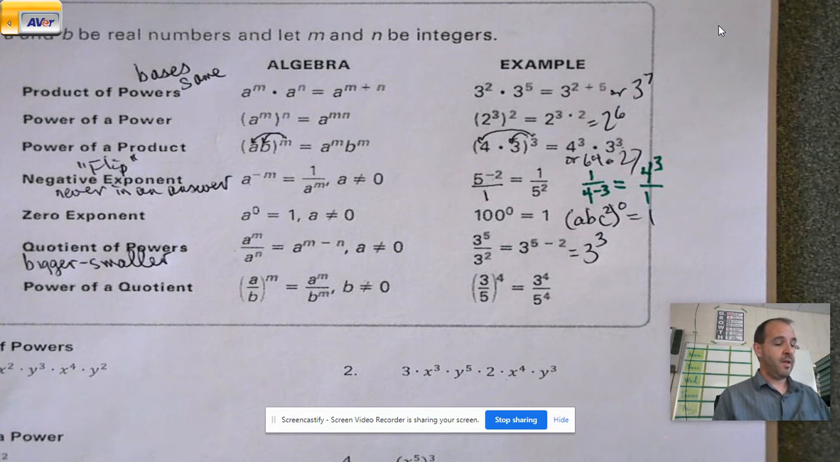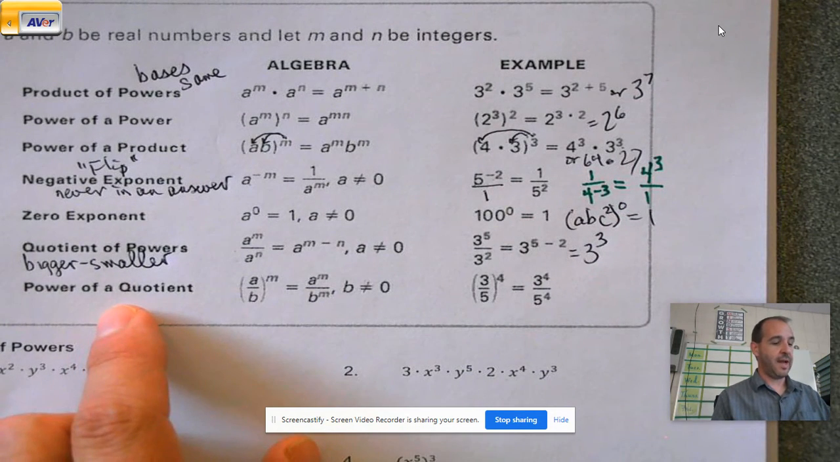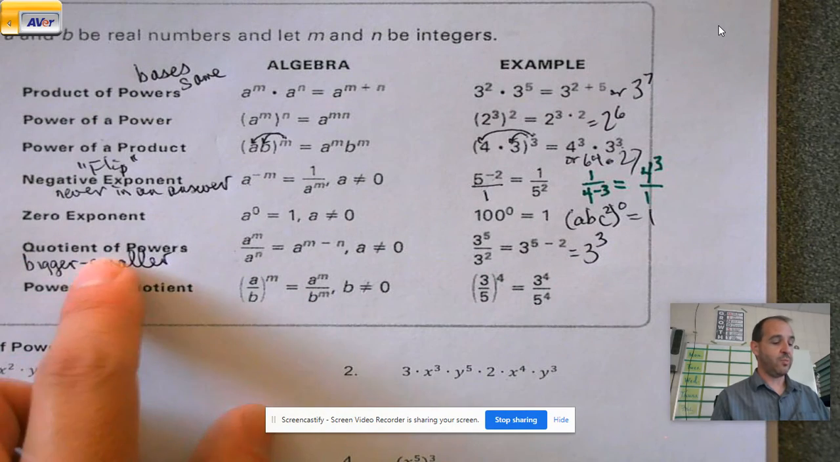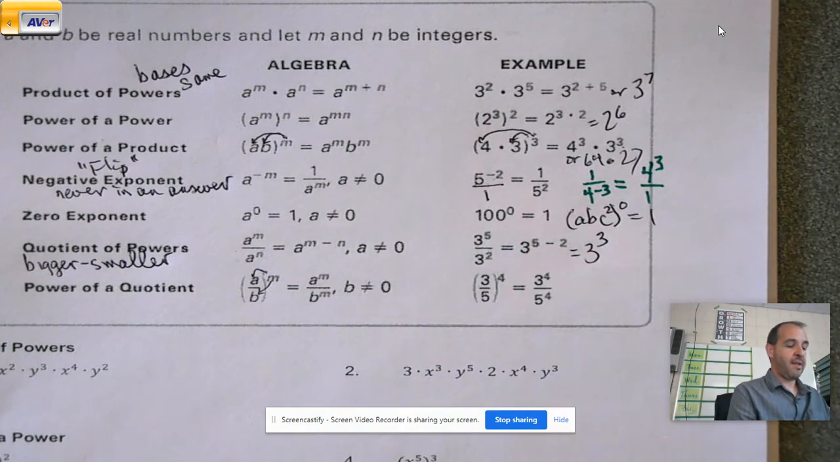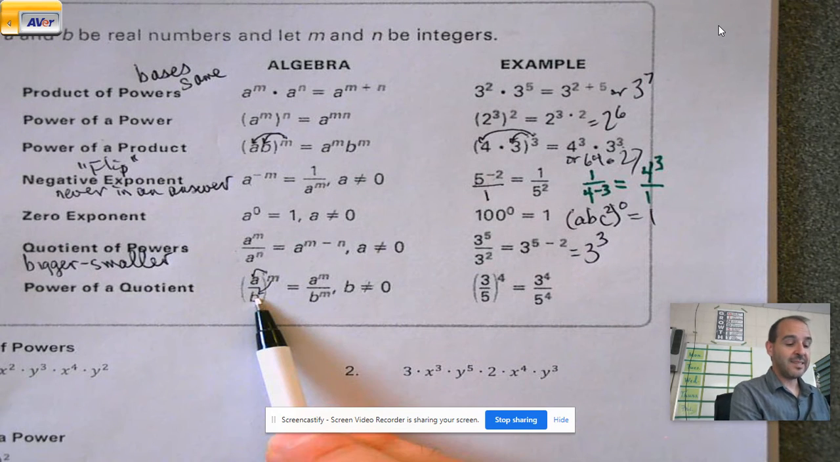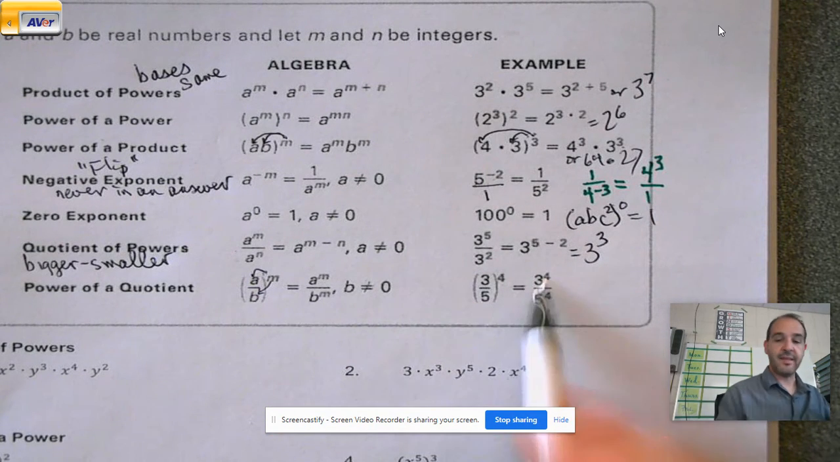Okay. And power of a quotient, simply like power of a power and quotient of powers put together, distribute that exponent on the outside of your parentheses, the outside of your quantity, to both places, and then simplify as much as you can.